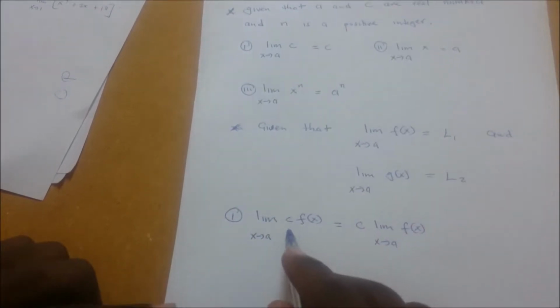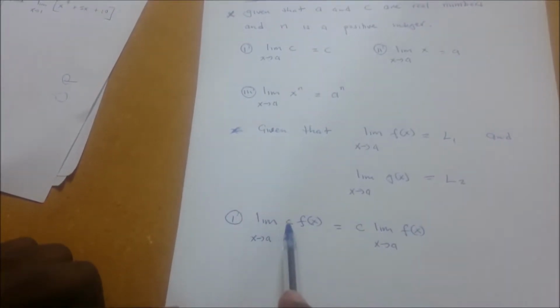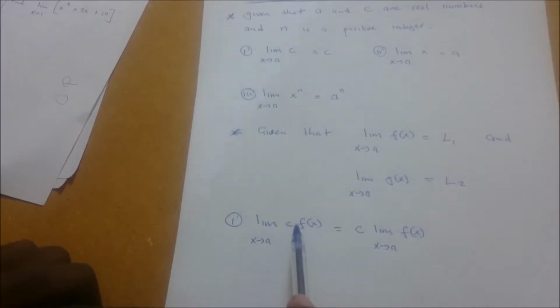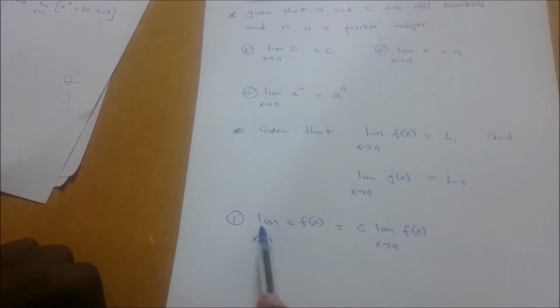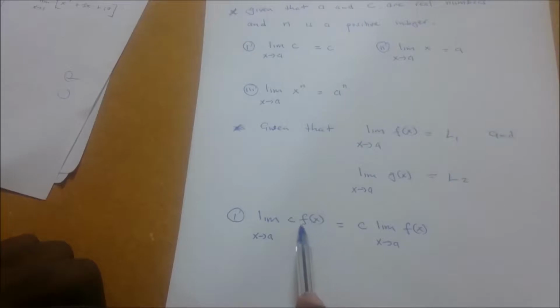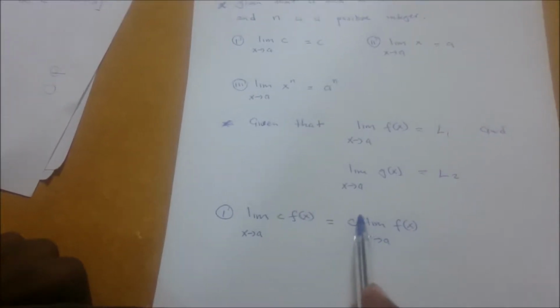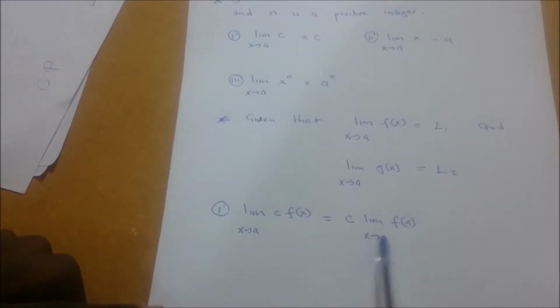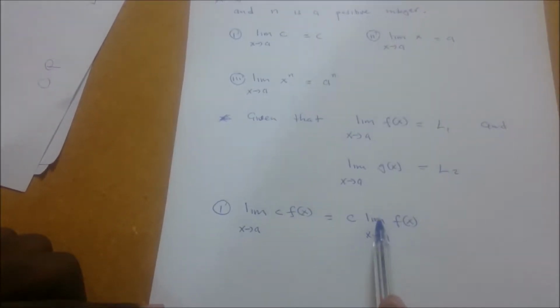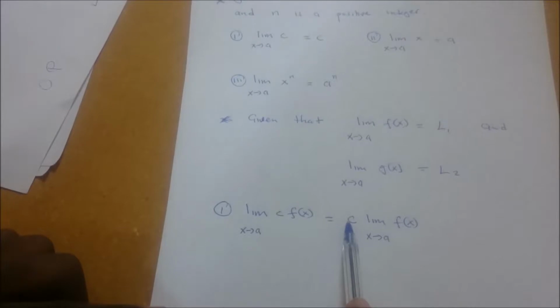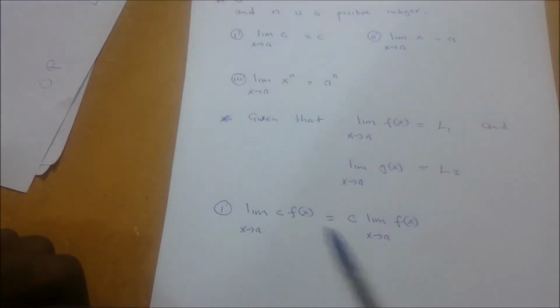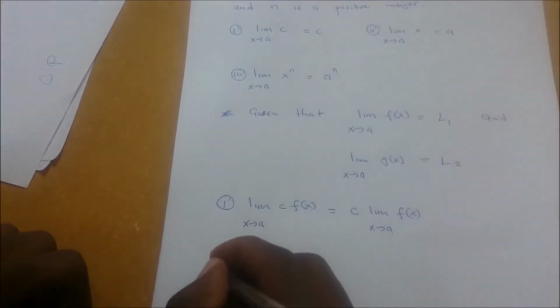So what does this mean? What we mean is C is a constant, it's a real number. So what we are saying is if you are given a limit of a constant times a function, what you do is you remove the constant and then find the limit of f of x, and then you multiply it by the constant.